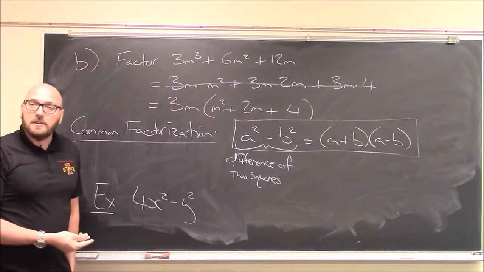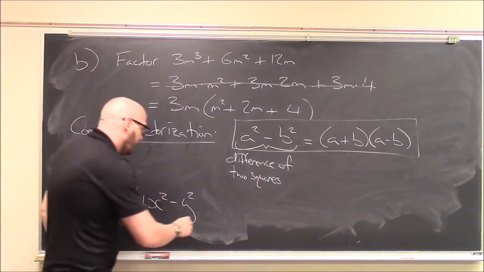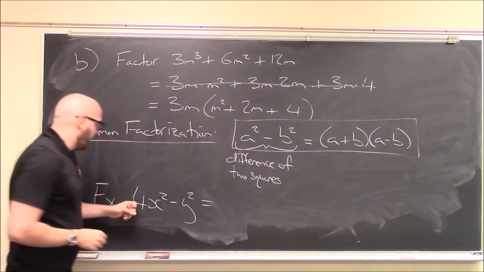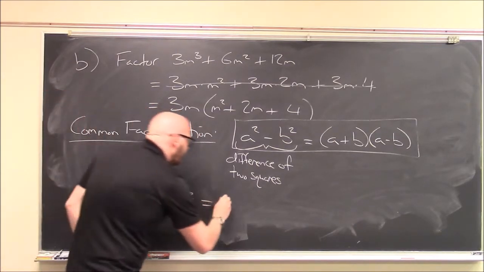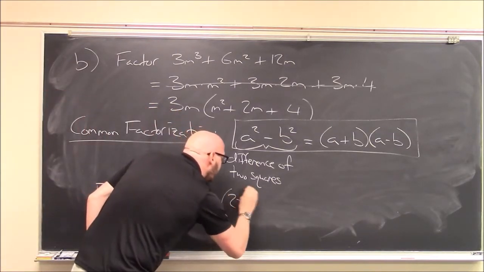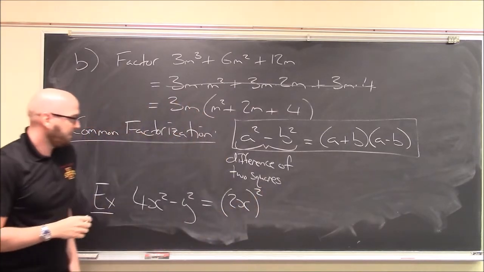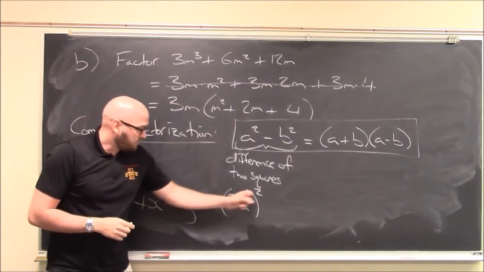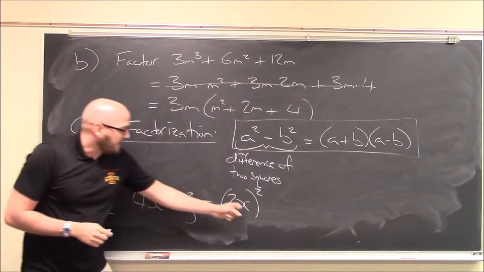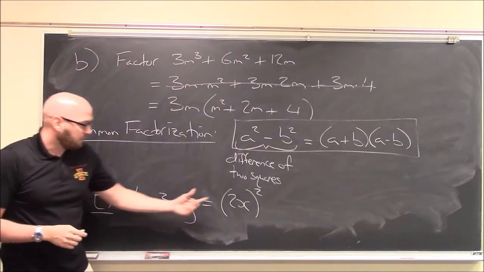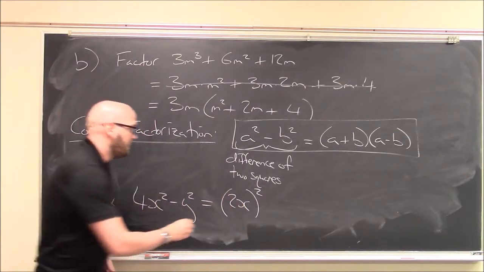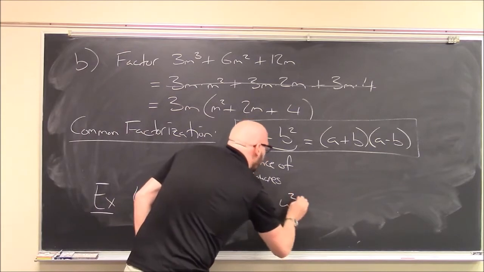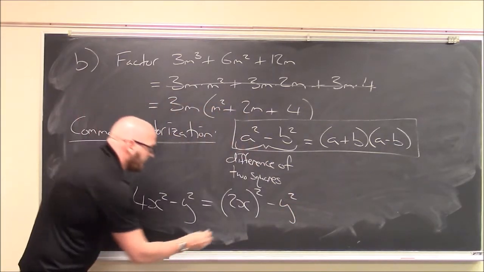Well, I know this factors now, because it is a difference of two squares. What are my two squared terms? Well, 4x squared is really 2x squared, right? 2 squared gives me 4, and x squared gives me x squared, so it's really 2x squared minus y squared. And what does that mean?